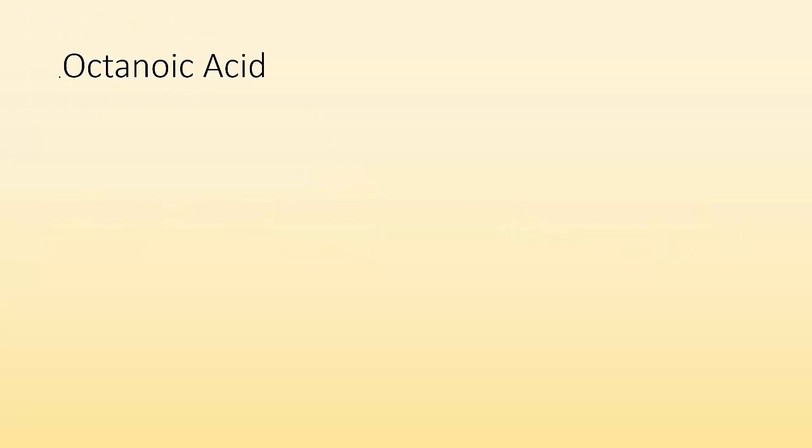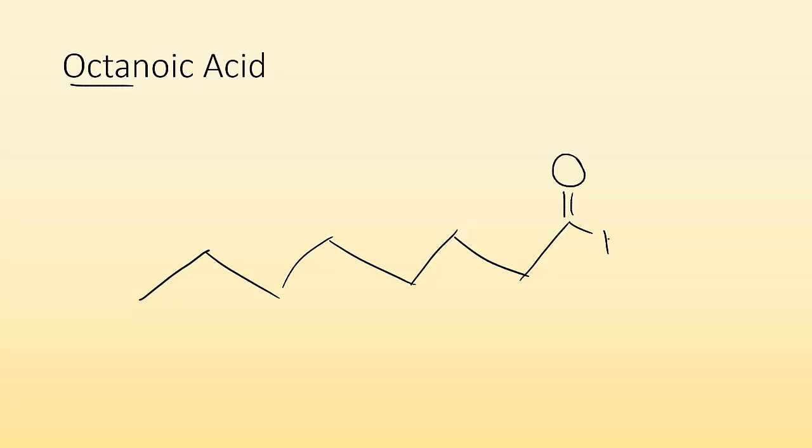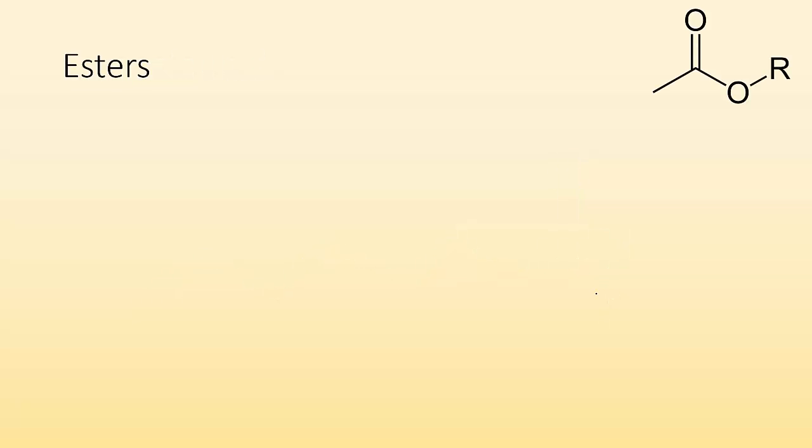What if I had octanoic acid? Well, oct tells me I have 8 carbons. So 1, 2, 3, 4, 5, 6, 7, 8. And then on that carbon, you got the O with the H right there. So that is octanoic acid. There you go. All right, esters are probably the most interesting things that you got to name.